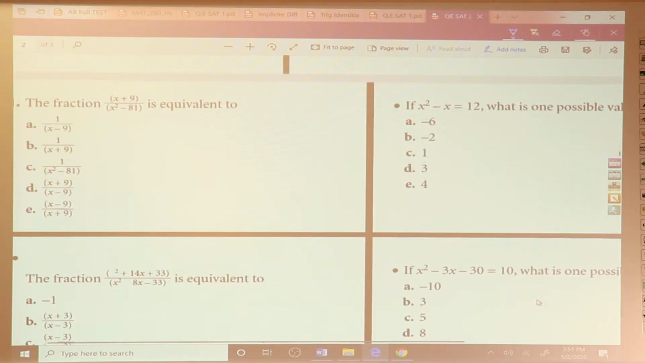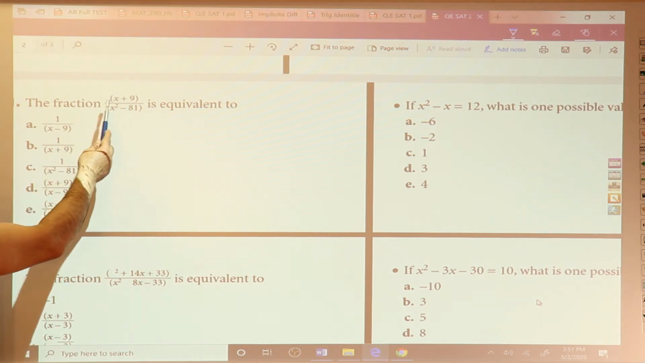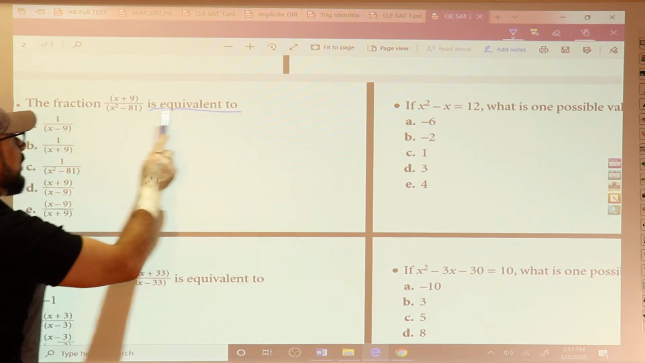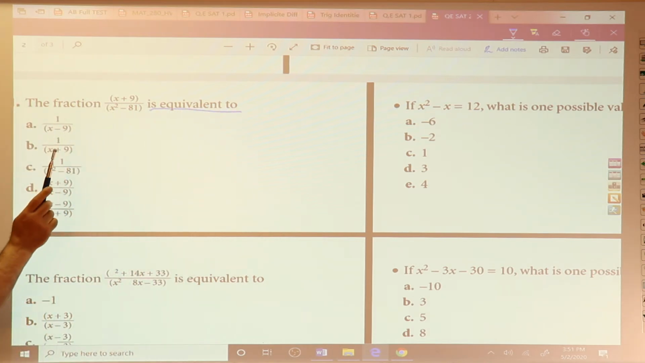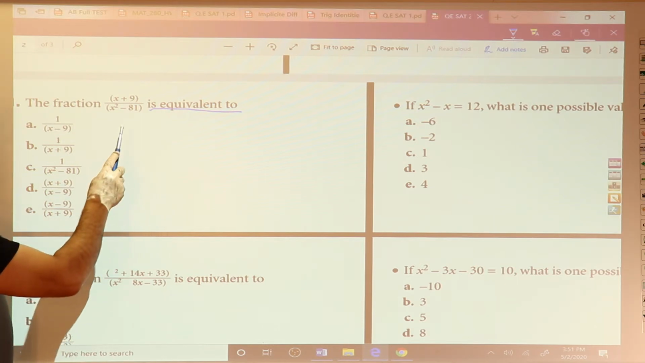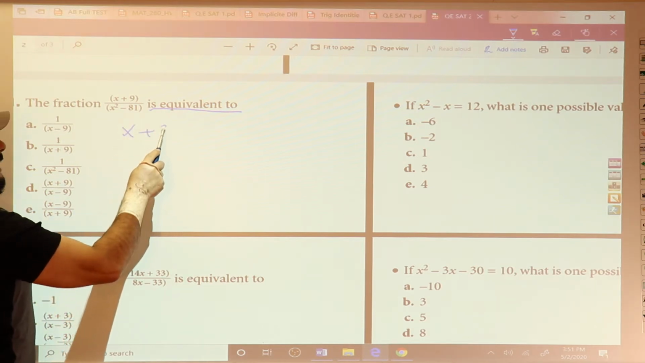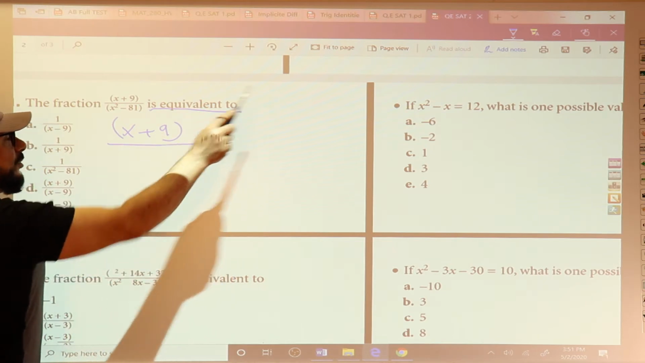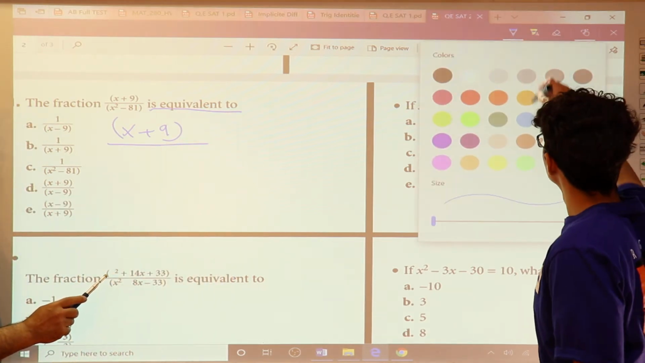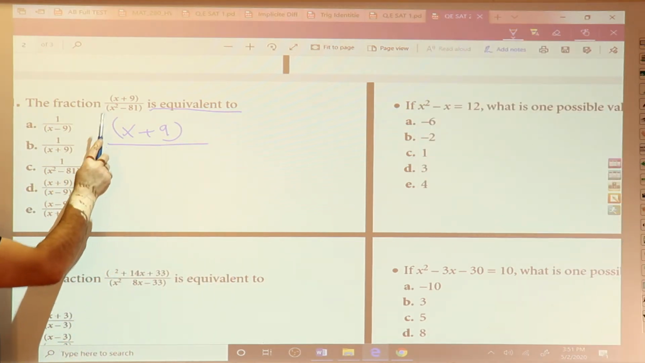Now, here is one more problem. The fraction x plus 9, when he said equivalent, then you have to factor as much as you can, and you have to simplify. This becomes x plus 9, leave it. Give me a different color for the denominator, because I'm going to factor it in a different color.